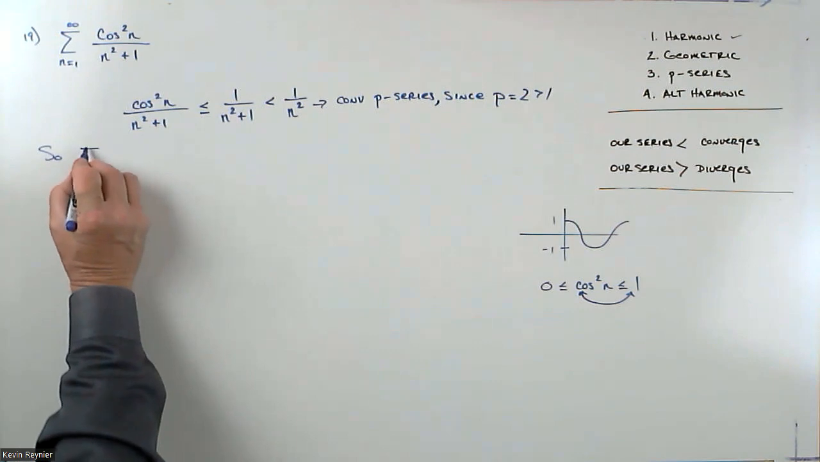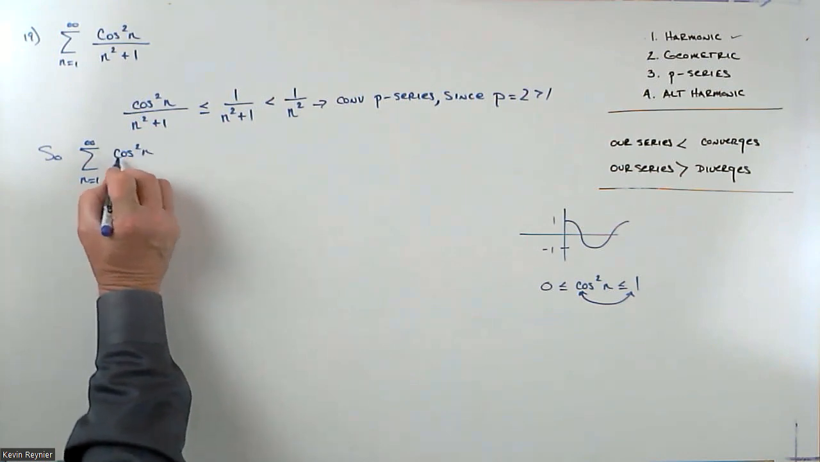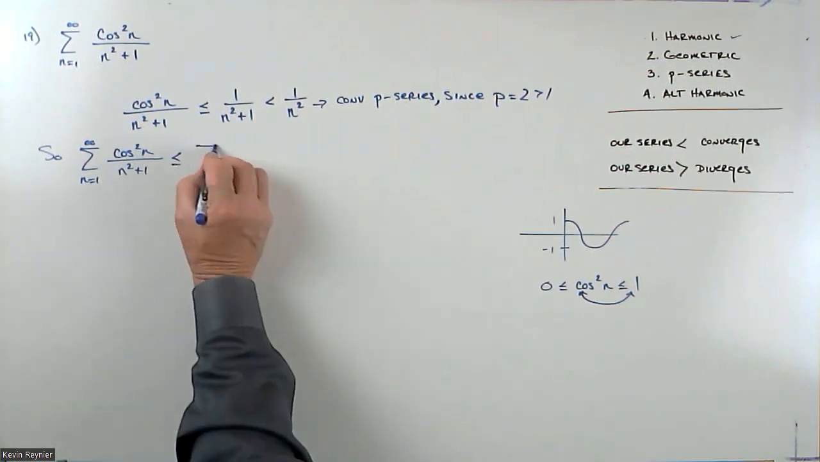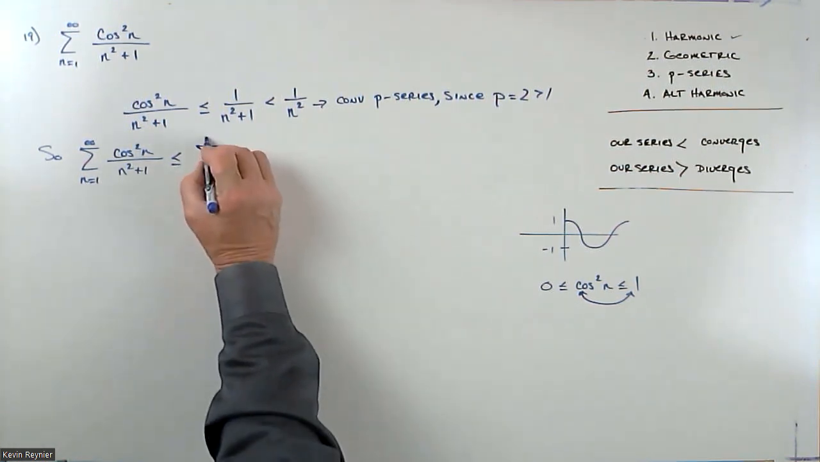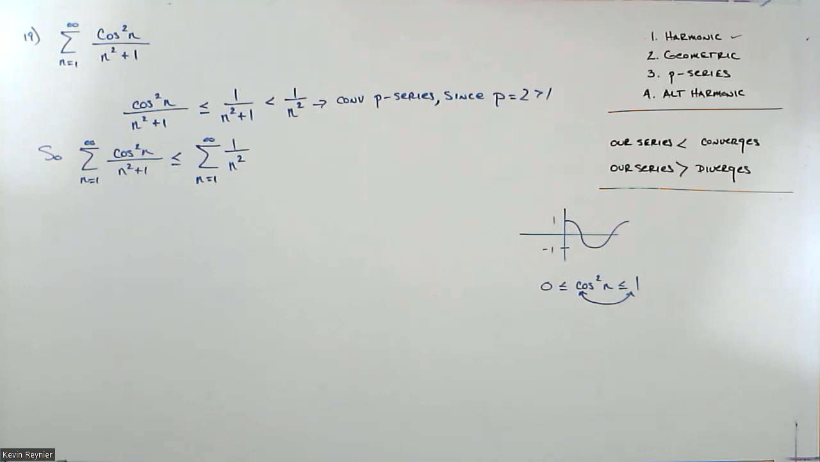So what do we have? We have our series is less than or equal to this series, which is a convergent p-series. And so our series is less than or equal to a series which converges. Therefore, our series also must converge. That's the comparison test. So that was a lot nicer than number 15. So that was number 19. Let's take a look at 22.